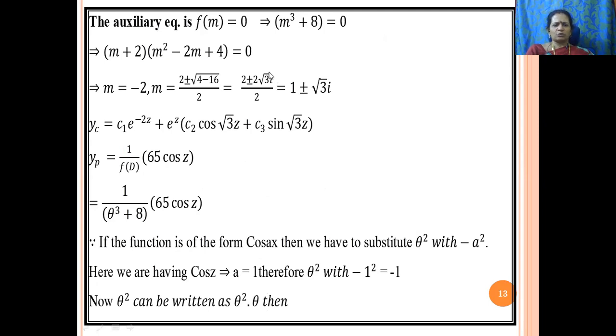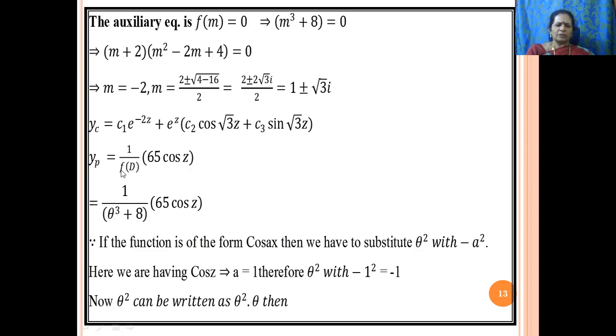So we'll get the 3 roots. Use the synthetic division method to find out the roots. So we will get one real root, and imaginary roots also we got. One root is -2, and these 2 roots are imaginary, right? Then for the real root, c1 into e power az, and for the imaginary roots, this is the formula. Okay.